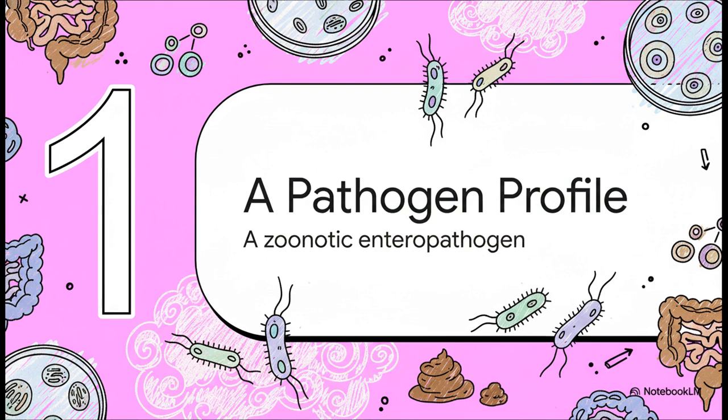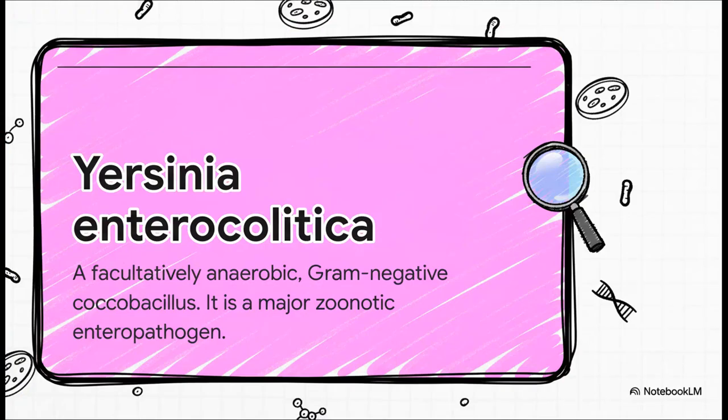First things first, let's get properly introduced to this organism. So what are we dealing with here? It's a facultatively anaerobic, gram-negative coccobacillus. But the real key takeaway is this. It's a major zoonotic enteropathogen, and for the strains that make humans sick, pigs are the number one reservoir.